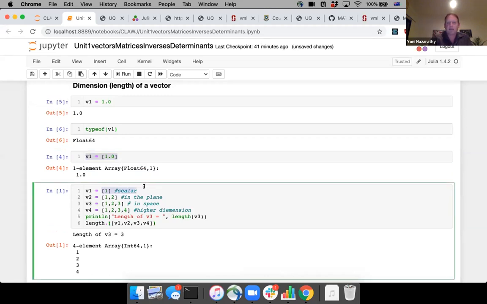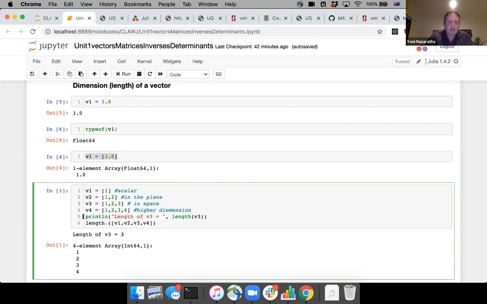A one-dimensional vector. Of course, we can put v2. That would be the vector 1, 2 in this case. And you could think of it as a vector in the plane. Or v3 is a vector in space. Or v4 is a vector in a higher dimensional, four-dimensional space, okay? By the way, in Jupyter, if I'm in command mode and I hit L, I toggle line numbers. The L toggles line numbers. That's kind of useful to speak about things when we speak about the code.